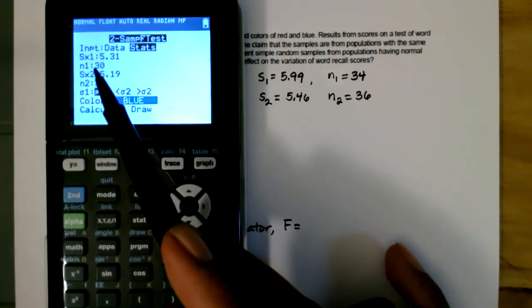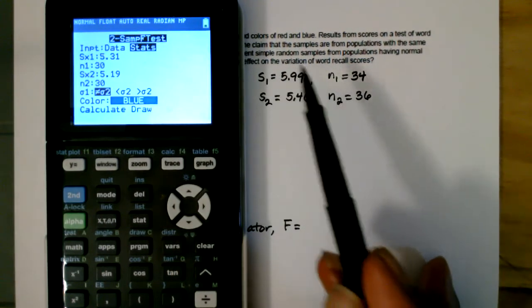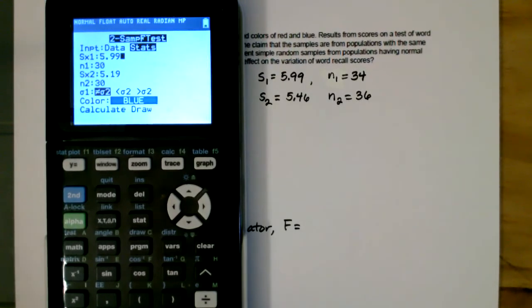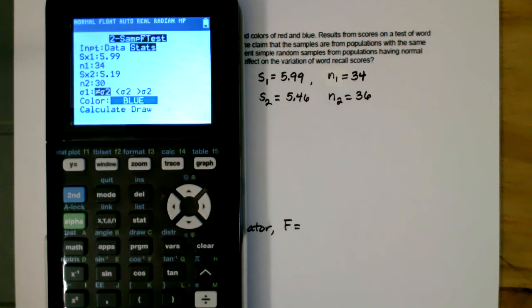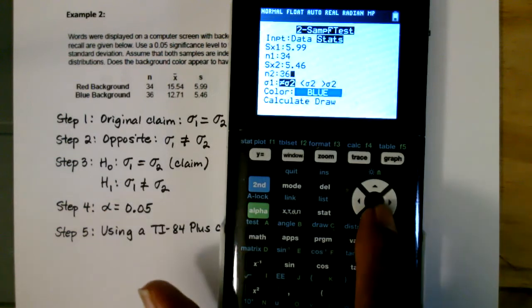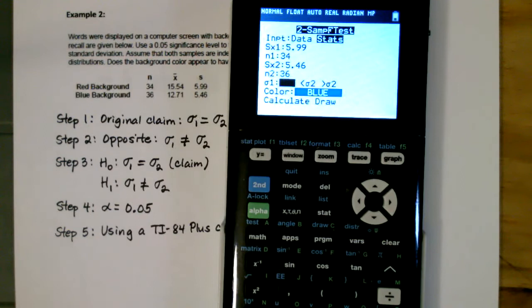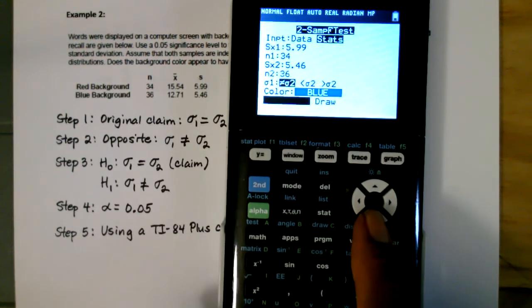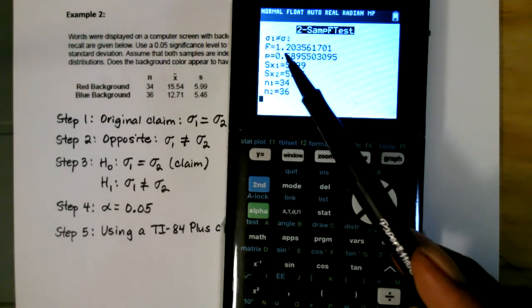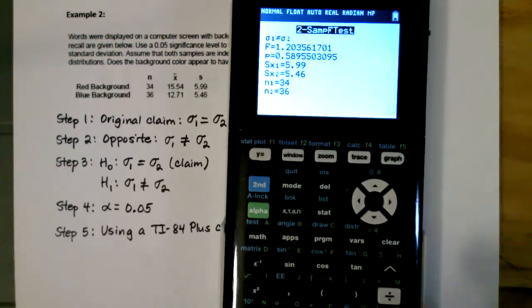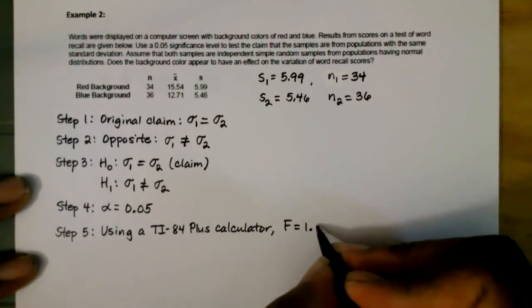Use your down arrow key for that. S1, Sx1, that's the larger of the two standard deviations, which is in this case 5.99. And n1 with 5.99 is your sample size of 34. And then S2, Sx2, that's going to be 5.46, and its sample size would be 36. All right, now let's look at our alternative hypothesis. That's not equal to. So here, not equal to needs to be highlighted. So press Enter there, and then go all the way down to Calculate. Press Enter. The F is your test statistic. To 2 decimal places, that would be 1.20. Okay, so that's our F test statistic there, 1.20.